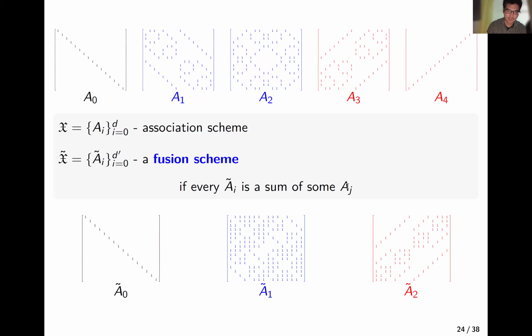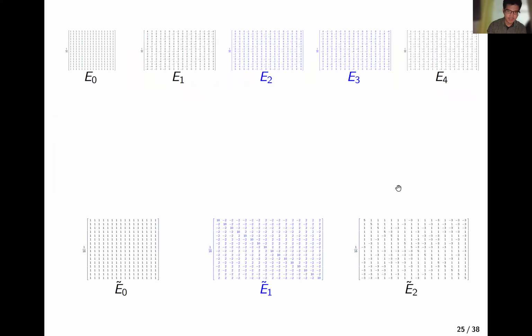And here's an observation. Here are the primitive idempotents of the original association scheme. Here at the bottom are the primitive idempotents of the fusion scheme. And notice that the idempotents also fuse together. So in this case, E2 and E3 fuse together to become E1 tilde.